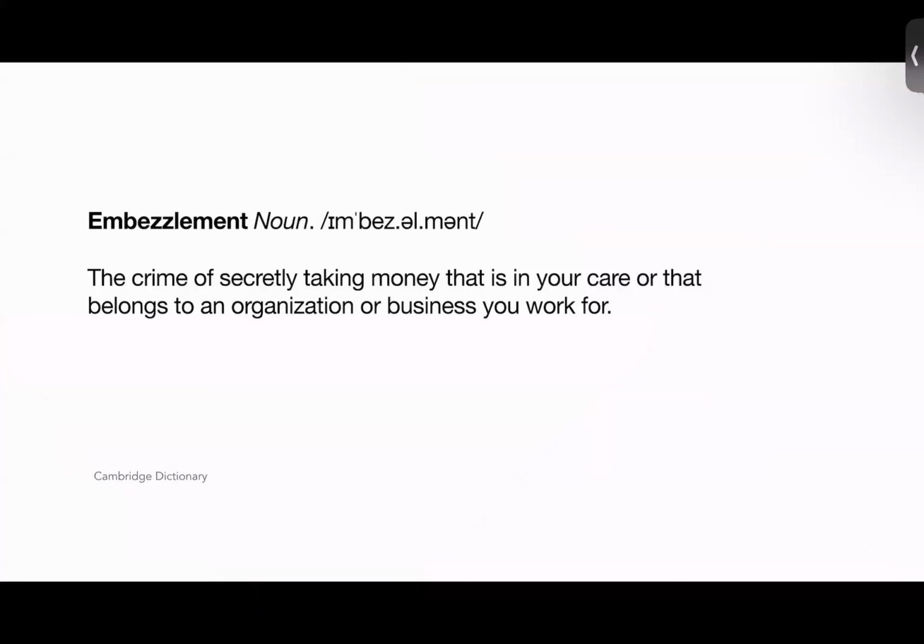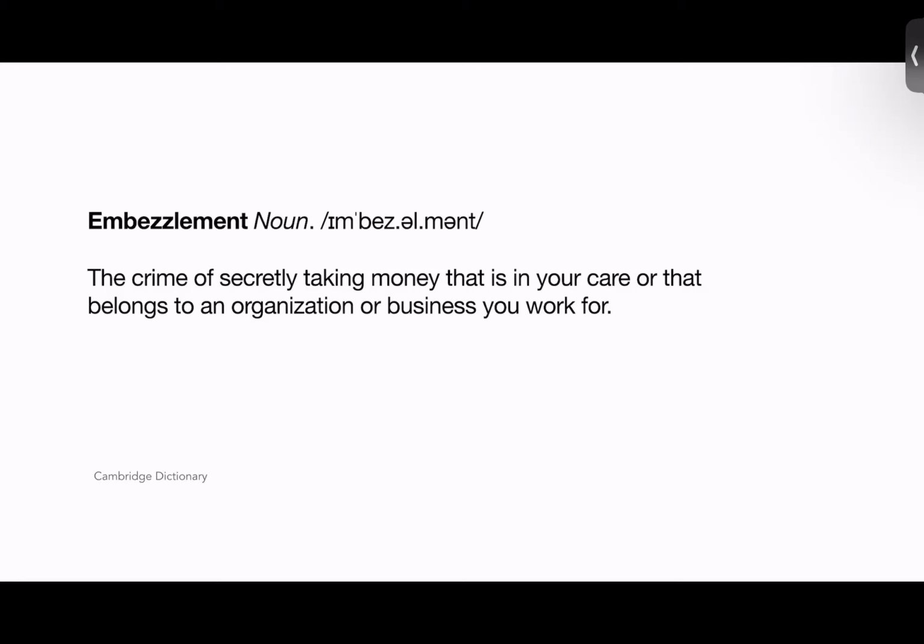So maybe for those that are non-native English speakers like myself, let's look at what embezzlement actually means. According to the Cambridge Dictionary, it's the crime of secretly taking money that is in your care or that belongs to an organization or business that you work for. And of course, here we're not really interested in money. We are idealistic scientists, but about resources in general.